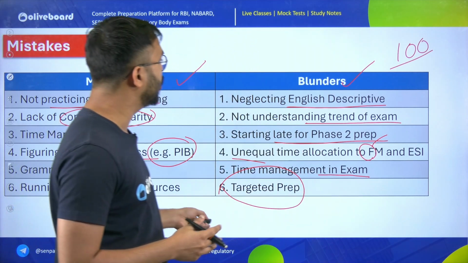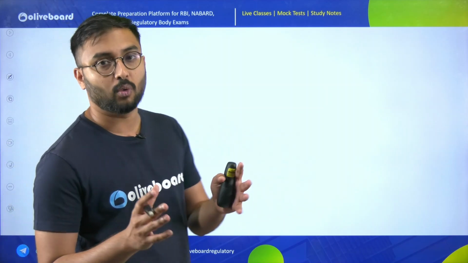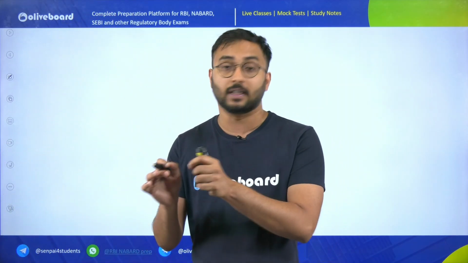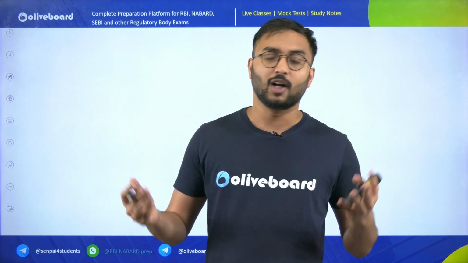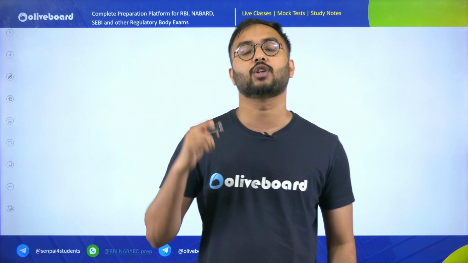So with this, I think you all have got an idea of how you can be in that 20% to be an RBI Grade B officer and to clear this difficult selection stage of phase 2.